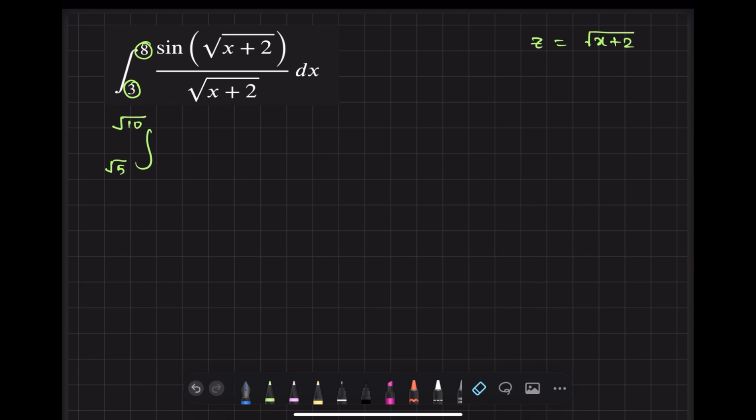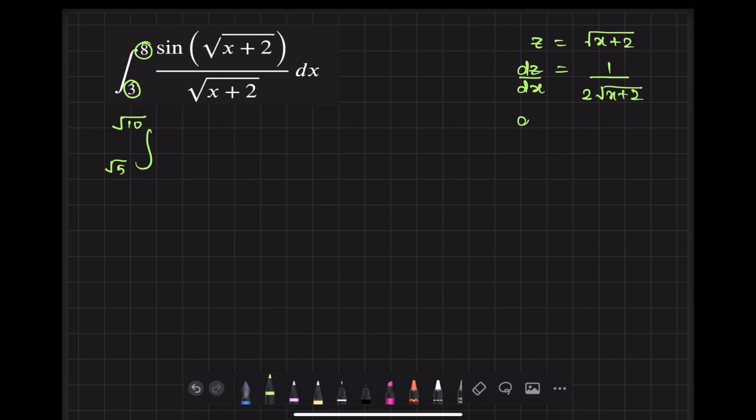Now let's differentiate this function. So it is dz by dx. Do you remember the differentiation of root x? 1 by 2 root x. So 1 by 2 times root x plus 2. Now we have to differentiate x inside. Differentiation of x is 1 and differentiation of 2 is 0. So this we got as the differentiation.